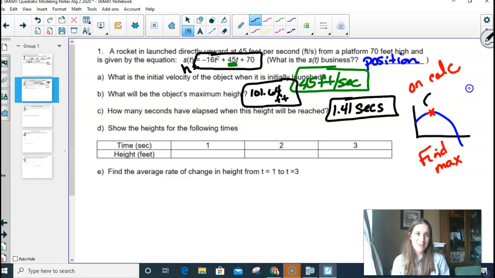All right, so this ordered pair right here was 1.41, 101.64. You still can't read that. Oh, well. All right, so now this next part, oh, thank goodness for technology. It wants to know the height, the position of the rocket at exactly 1 second, 2 seconds, and 3 seconds. Well, you have a graphing calculator that'll do that for you.